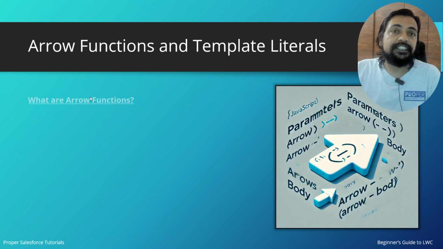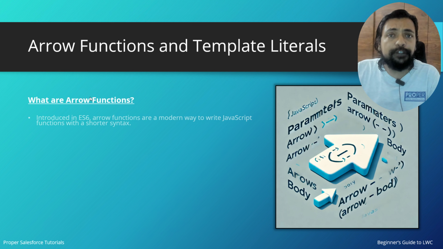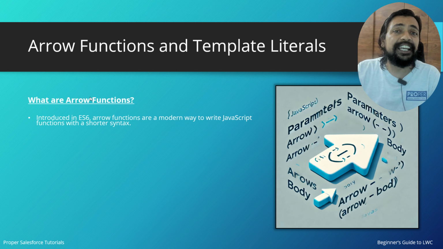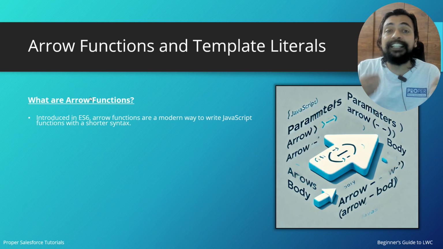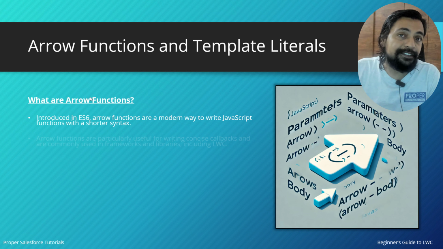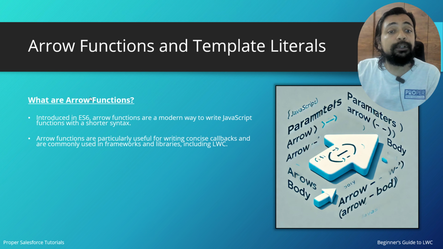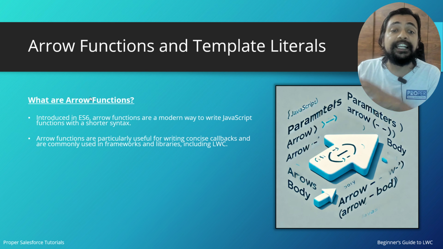Now first things first, what are arrow functions? Arrow functions were introduced in ECMAScript 6 and are a more modern way of writing a function. Not only that, it is a shorter way as well. Arrow functions are particularly useful for writing concise callbacks and are commonly used in frameworks and libraries, including LWC.